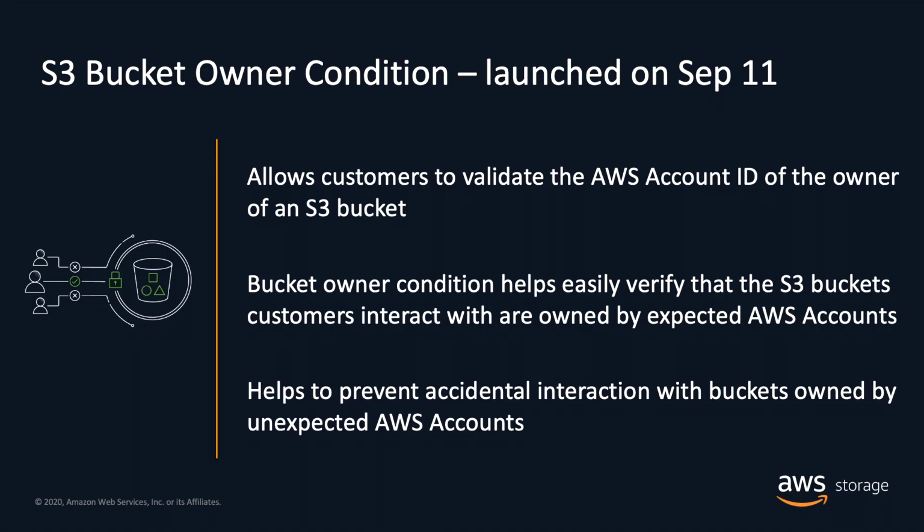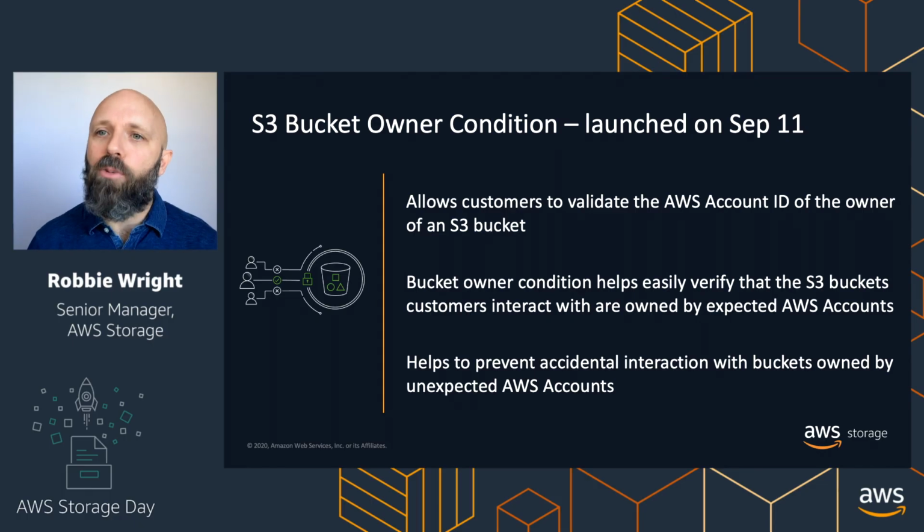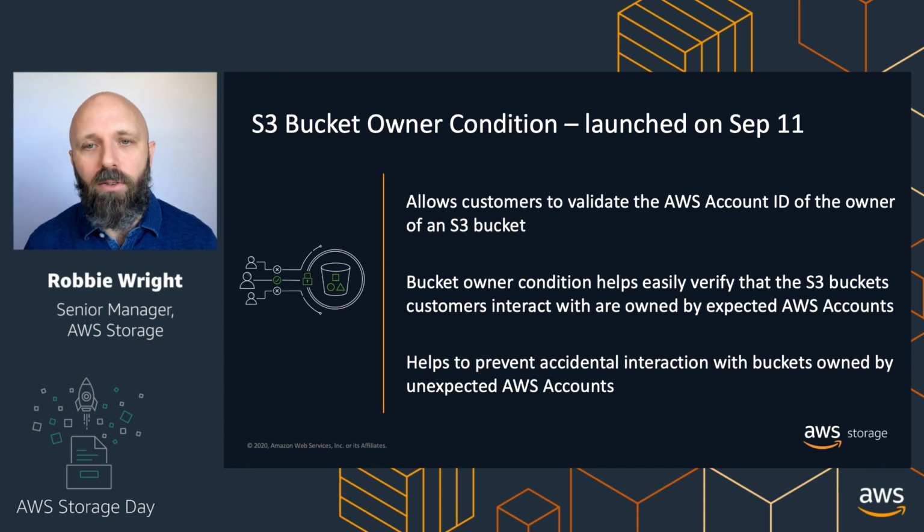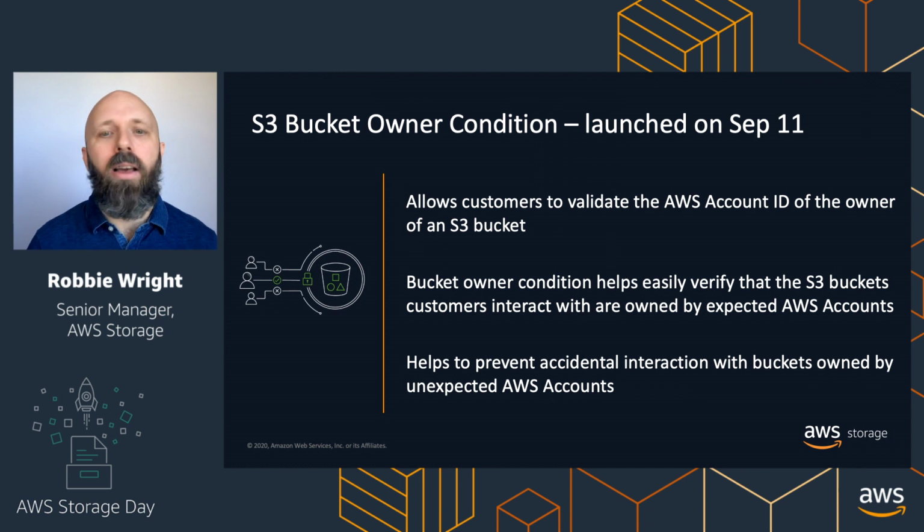So first of all, you can now validate the correct bucket owner using Amazon S3 Bucket Owner Condition. Bucket Owner Condition helps you easily verify that S3 buckets that you interact with are owned by the expected AWS accounts. When Bucket Owner Condition is used, S3 API requests will only succeed if the bucket owner matches the account specified. This helps to prevent accidental interaction with buckets owned by unexpected AWS accounts. For example, when a similar naming convention is used for buckets, but the owners are totally different.